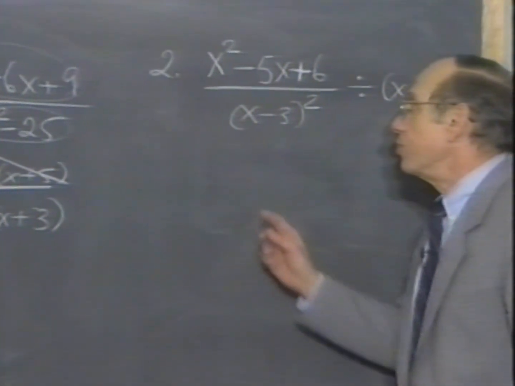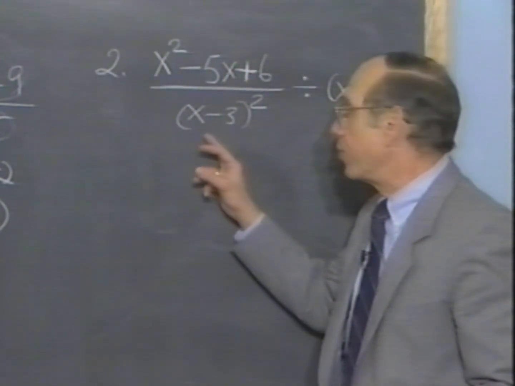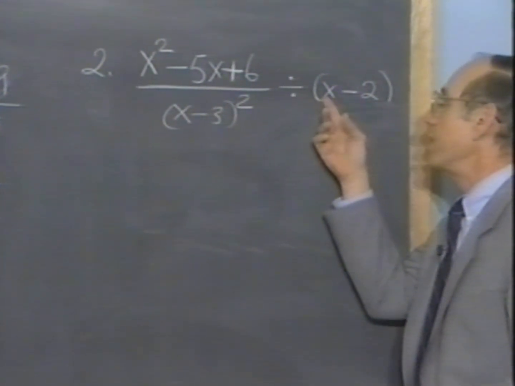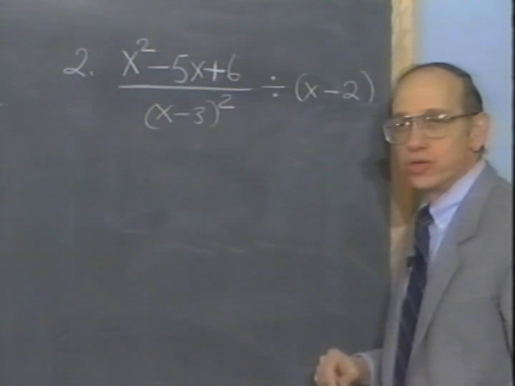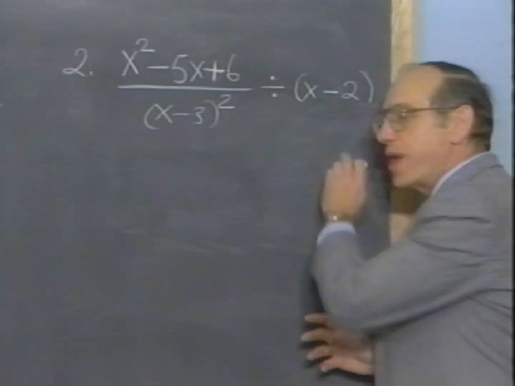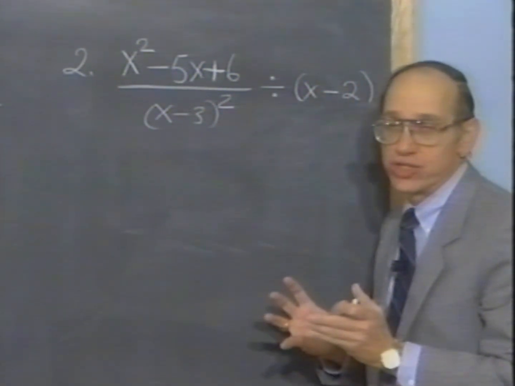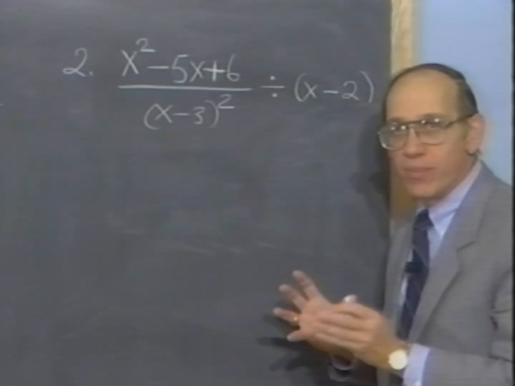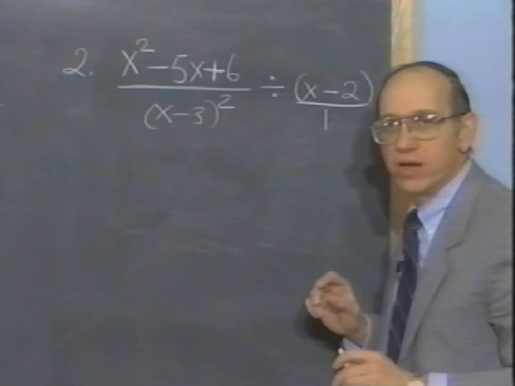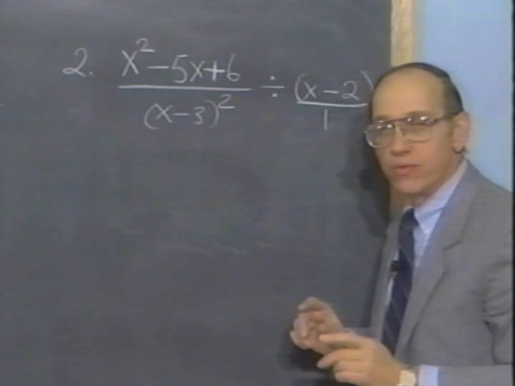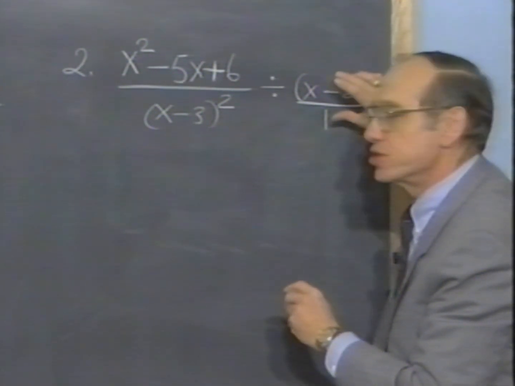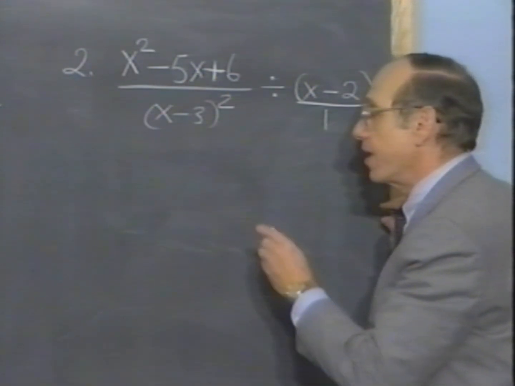In problem 2, we have a trinomial divided by the square of a binomial, and this whole fraction is divided by x minus 2. Now, you can do this division if you realize that x minus 2 is in fact a fraction. It's a fraction with denominator 1. Think of this as x minus 2 divided by 1. Then you can reduce the problem to a multiplication problem where we're going to invert this divisor. We're going to invert this fraction and multiply.